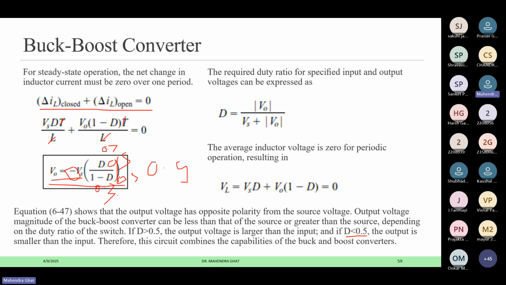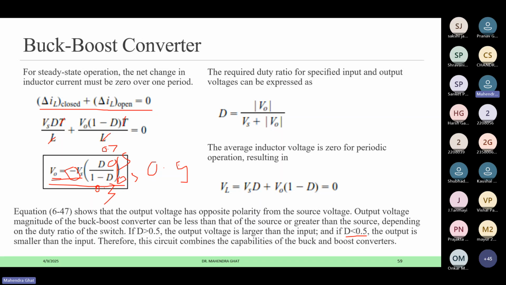So 0.7 divided by 0.3, that is 7 divided by 3, which is 2 point something. So 2 point something of Vs is what you are getting as the output voltage. Okay, so here you can see D: whenever D is less than 0.5, you are getting the buck operation. Whenever D is greater than 0.5, you are getting the boost operation.